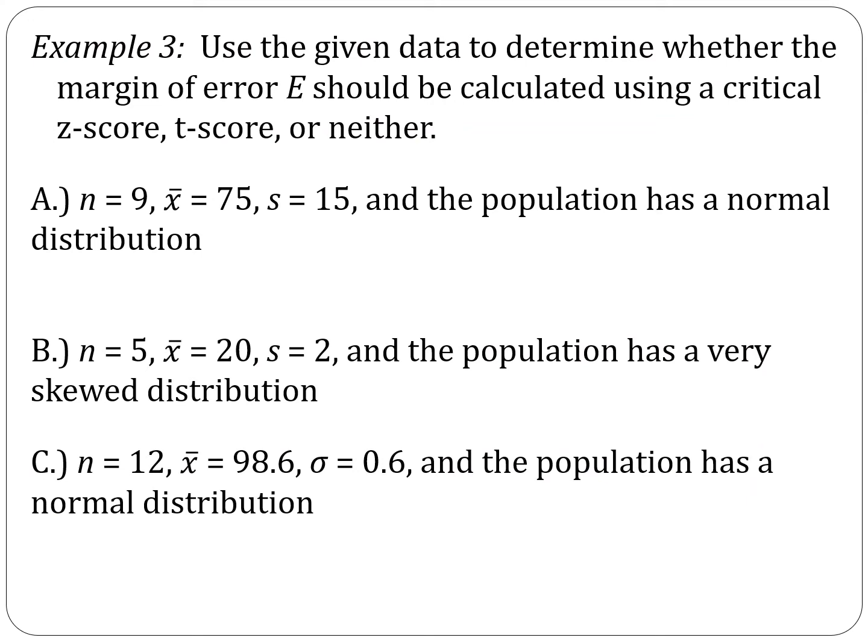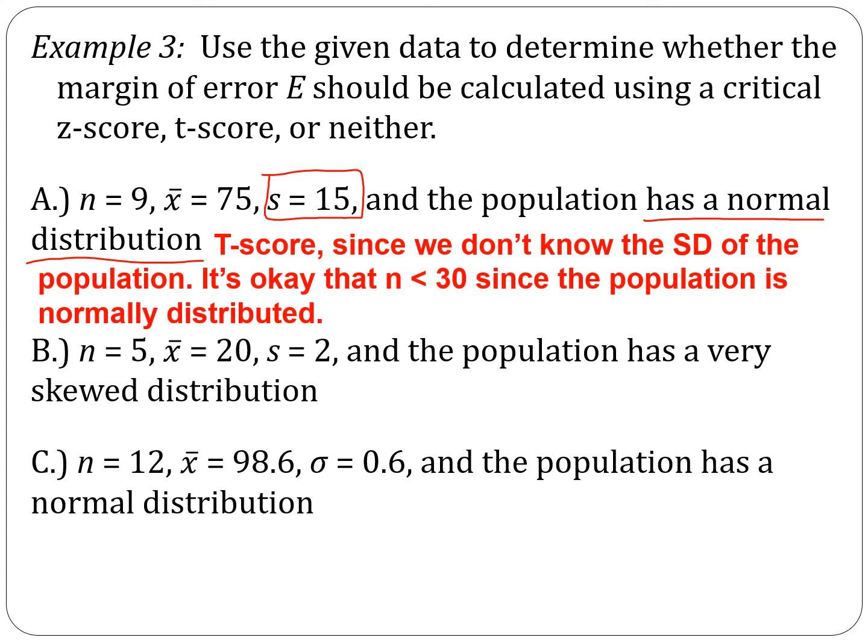So with that said, which type of problem are these? Part A, we have n equals 9, sample mean of 75, standard deviation of the sample, s, is 15, the population has a normal distribution. This is one of the key things that we want to see. This means we can do the problem. Now we see we only have the standard deviation of the sample. This is a t-score problem, a t distribution problem. It's okay that our sample size is small because the population has a normal distribution.